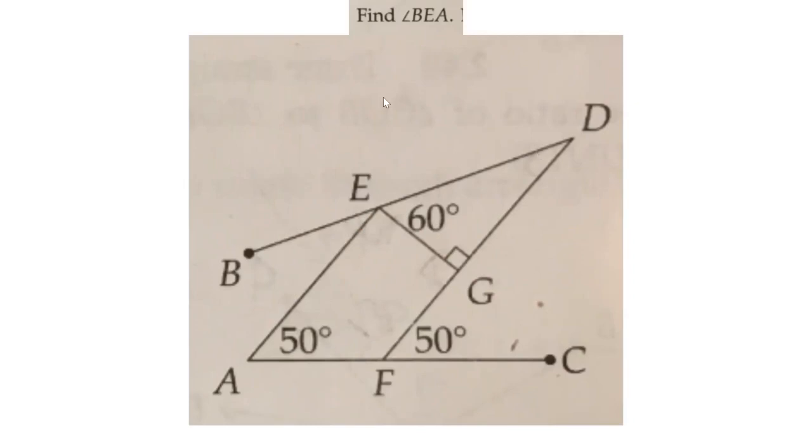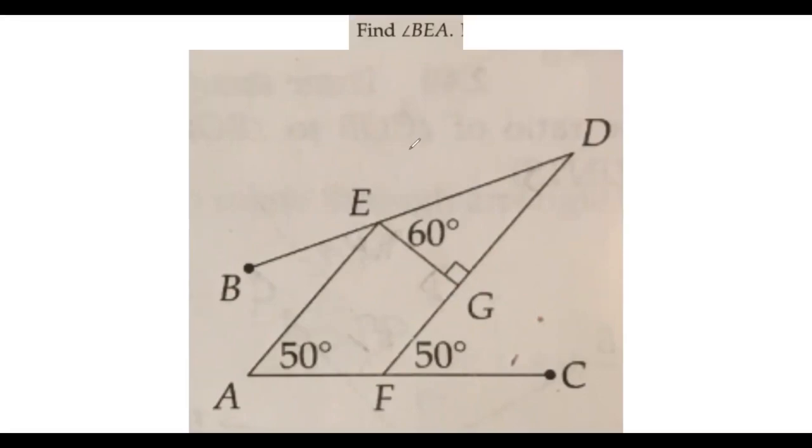All right, so let's work through this. First, notice that we're not given any information on these lines, so you can't assume that any of the lines are parallel. But if you can somehow show that two lines are parallel, that would be very useful in this case. So, first of all, we see here that this is 50 and this is 50, right? So what does this tell us?